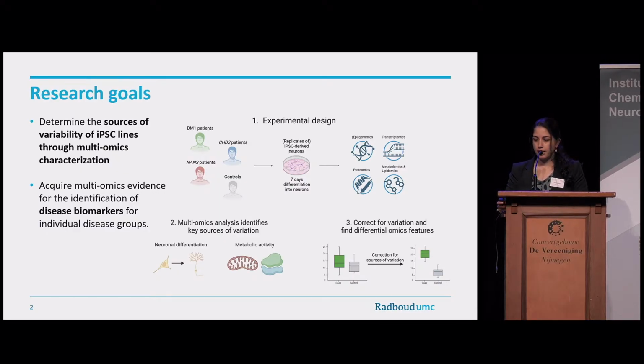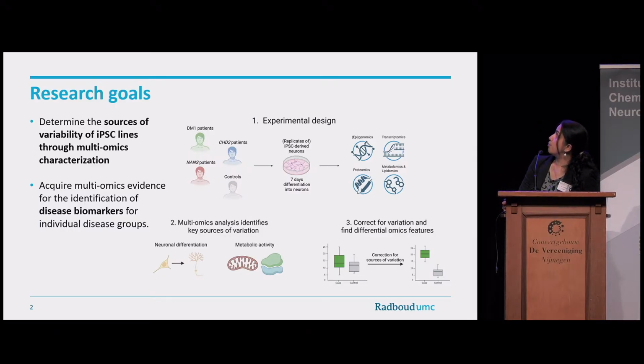For this study, as you will see in this figure, it is divided into 3 stages. The first is the experimental design, wherein we used 3 rare genetic neurodevelopmental disorders, namely NANS-CDG, which is a congenital disorder of glycosylation, then DM1, short for myotonic dystrophy, and we also had CHD2.